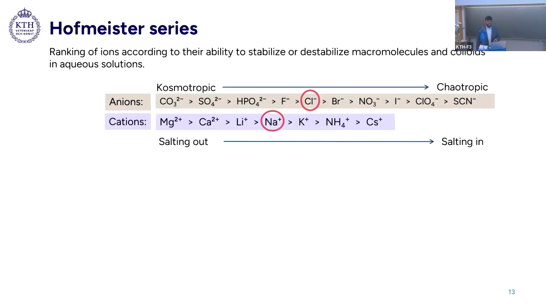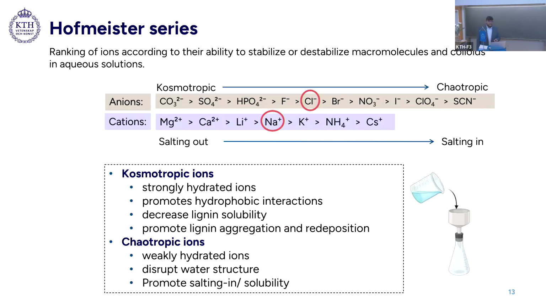Looking into the Hofmeister series, which is one of the important parts of this study. The Hofmeister series is a ranking of ions based on their ability to stabilize or destabilize macromolecules and colloids in aqueous solution. As we can see, the kosmotropic ions are the ones to the left, the chloride and sodium present in this figure. And kosmotropic ions strongly hydrate.